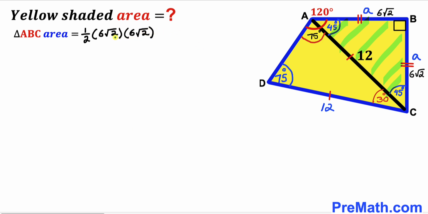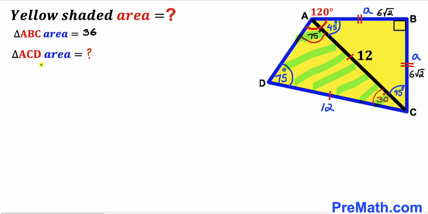And now if we multiply square root of 2 times square root of 2, that is going to give us simply 2. So therefore when we multiply this 6 times square root of 2 and 6 times square root of 2, that is going to give us 72. So therefore this could be written as a half times 72, and if we simplify, that is going to give us 36 square units. So thus the area of this triangle ABC turns out to be 36 square units.